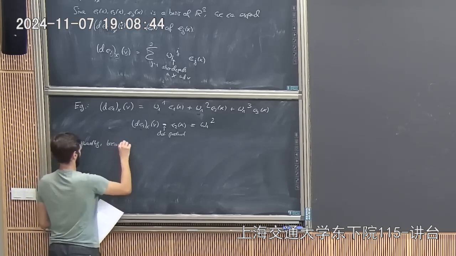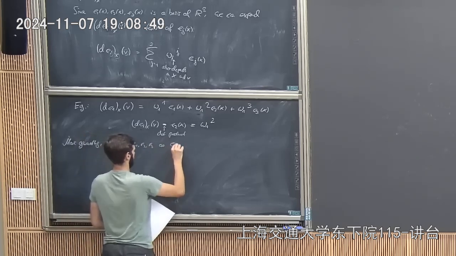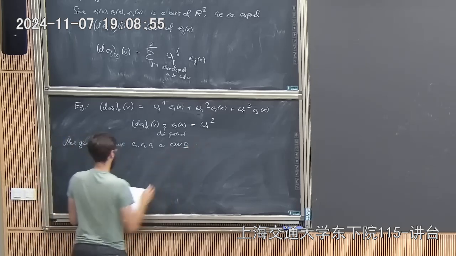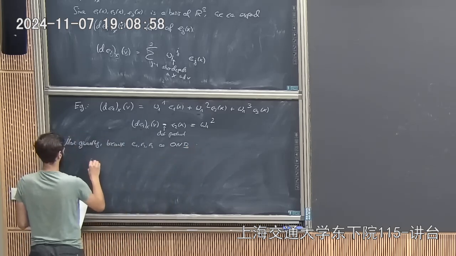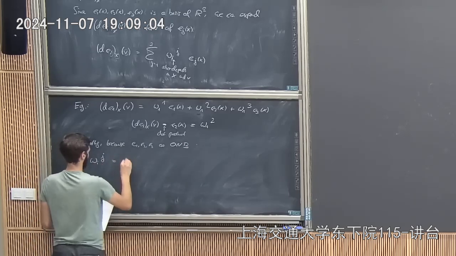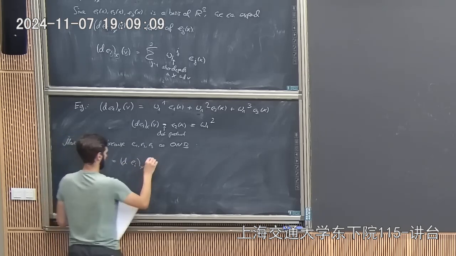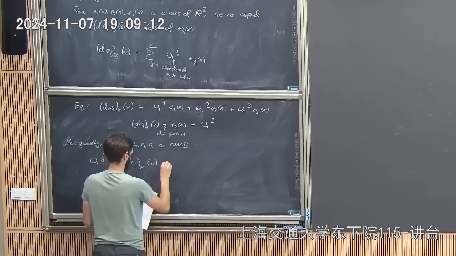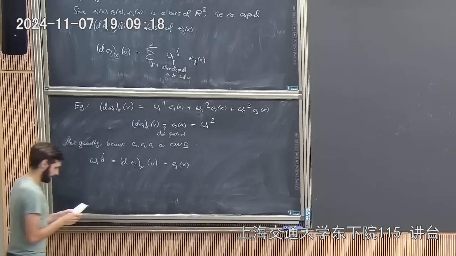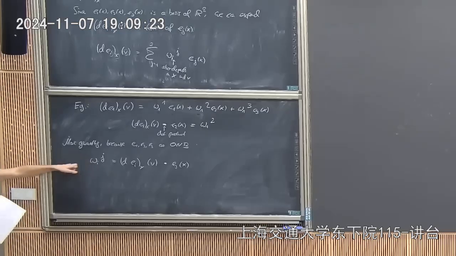Because E1, E2, and E3 are orthonormal, we can calculate these coefficients. Omega ij equals dEi at the point x in the direction v, times Ej of x. So now we've got these coefficients.